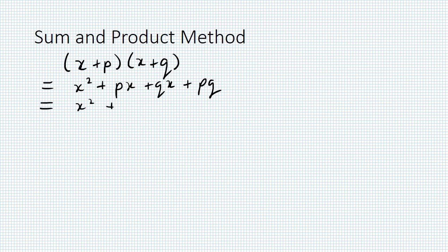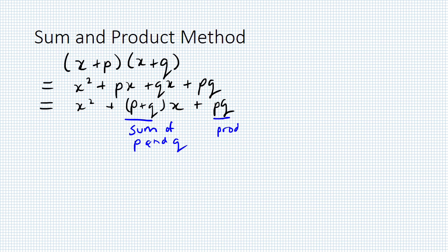Collecting our like terms, we've got (p plus q) times x, I'll bring that out as a common factor, plus pq. This is now the sum of p and q. This term here is the product of p and q.